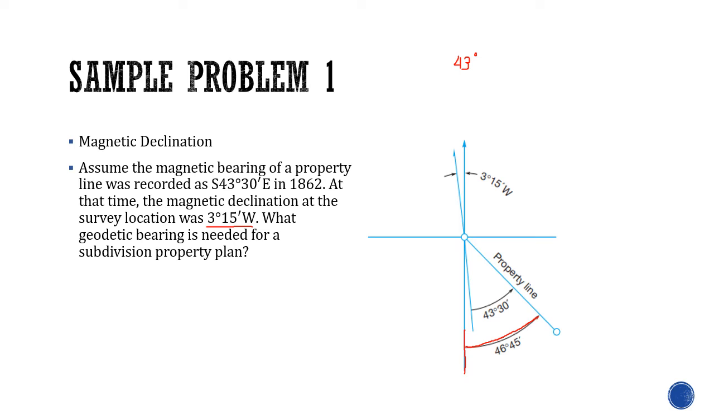So, this is 43 degrees 30 minutes plus, right? From the figure, you will add this small angle. So this is 3 degrees, that is 3 degrees 15 minutes. So you will have your bearing. This is the geodetic bearing, and that is south 46 degrees 45 minutes east. That is the final answer.